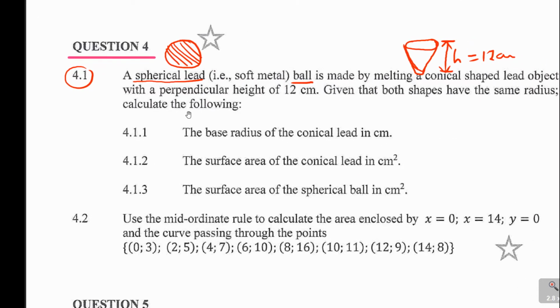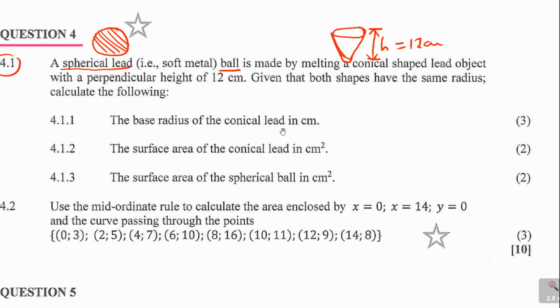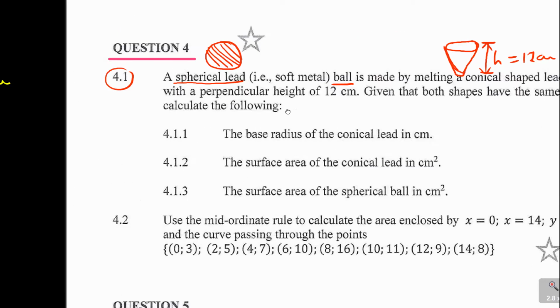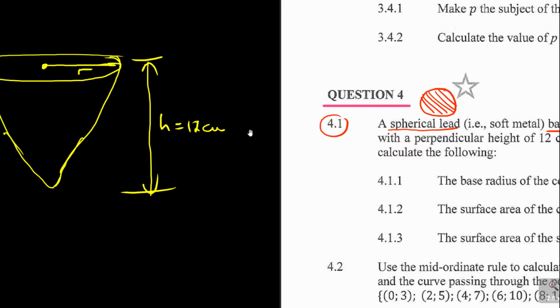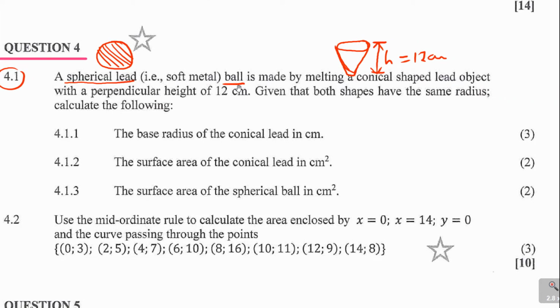12 centimeters. So they're saying, given that both shapes have the same radius, calculate the following: the base radius of the conical lid in centimeters. 3 marks. So they want the base radius of the cone. They want this r. And then what else did they give? Let's look at this. They are saying a spherical lid with a soft metal ball is made by melting the conical shaped lid with a perpendicular height of that.